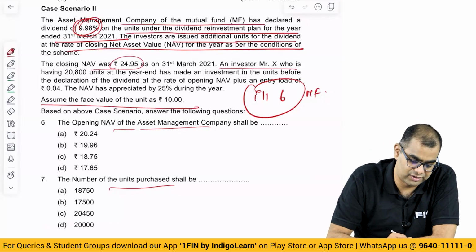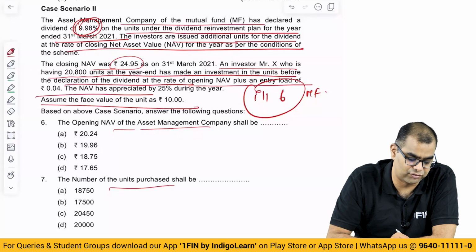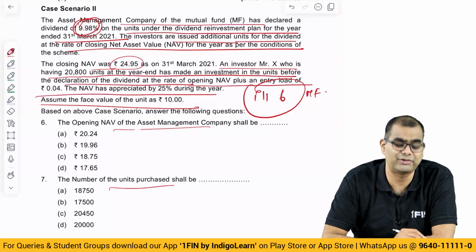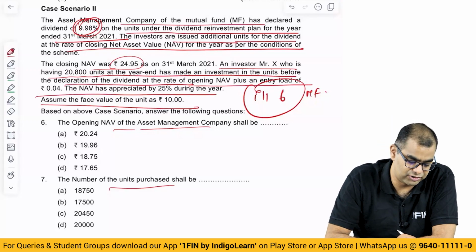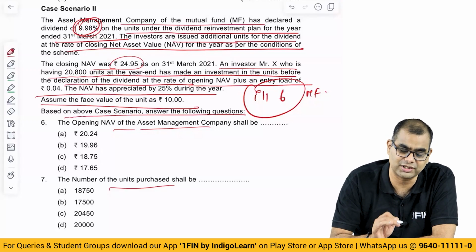An investor Mr. X, who is having 20,800 units at the year end, has made investment in units before the declaration of dividend at the rate of opening NAV plus an entry load of 0.04. The NAV is appreciated by 25% during the year. Assume face value 10 based on the case and answer the following questions. No need to work anything. First see the question, then work.